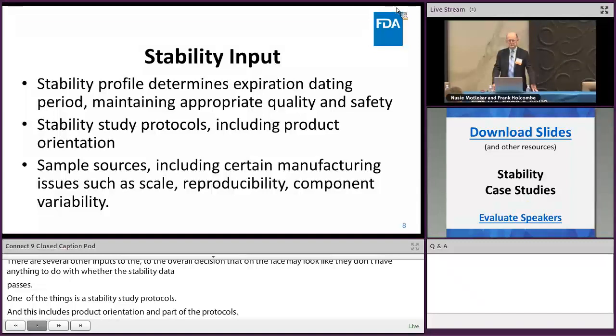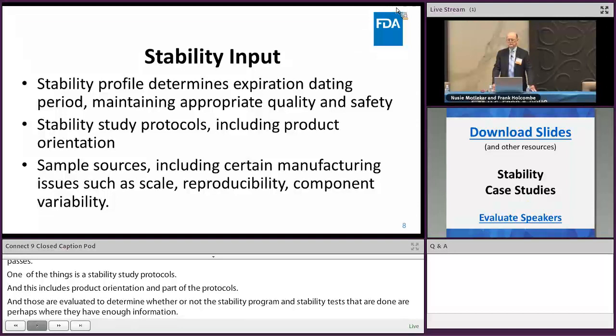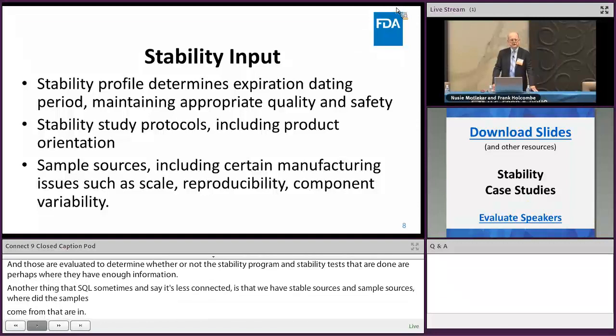Another thing that sometimes seems even less connected is that we have sample sources. Where did the samples come from that are in the stability program that are being tested? We also include certain manufacturing issues. You might not think manufacturing issues. What does that have to do with my stability test?